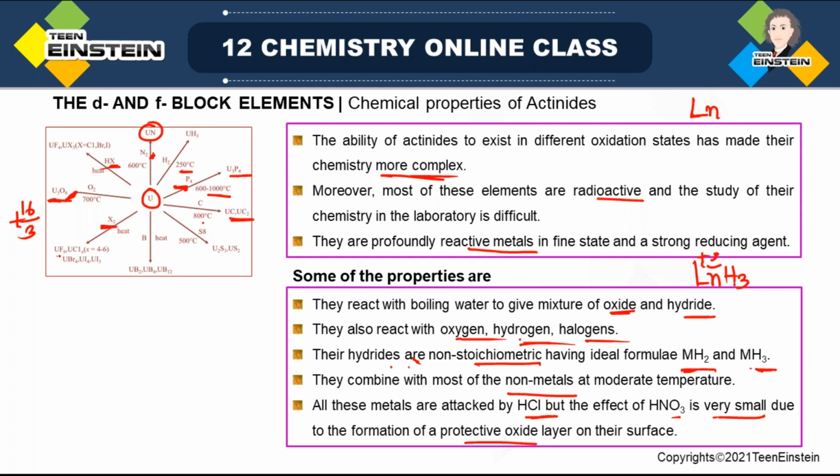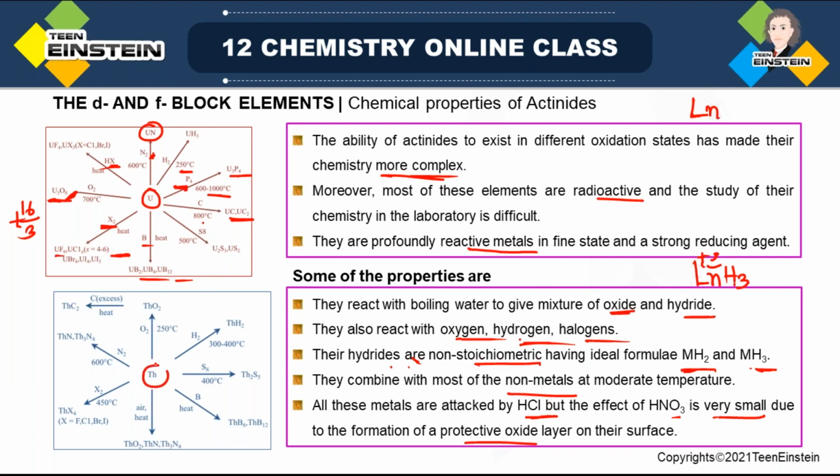Reaction with halogen, see different types of formulas are there. UF6, then UCl6. That means when it is chlorine, X may vary 4, 5 and 6. So it may be UCl5, UCl4, UCl6, because different oxidation states are possible. So that is why formulas will also be very different. Then reaction with boron, see here also different types of formulas: UB2, UB4, UB12.